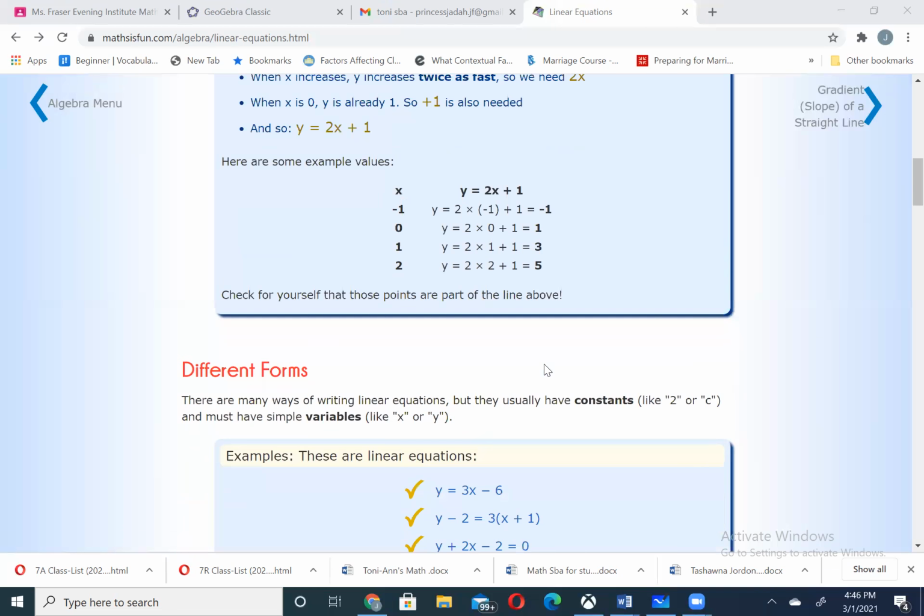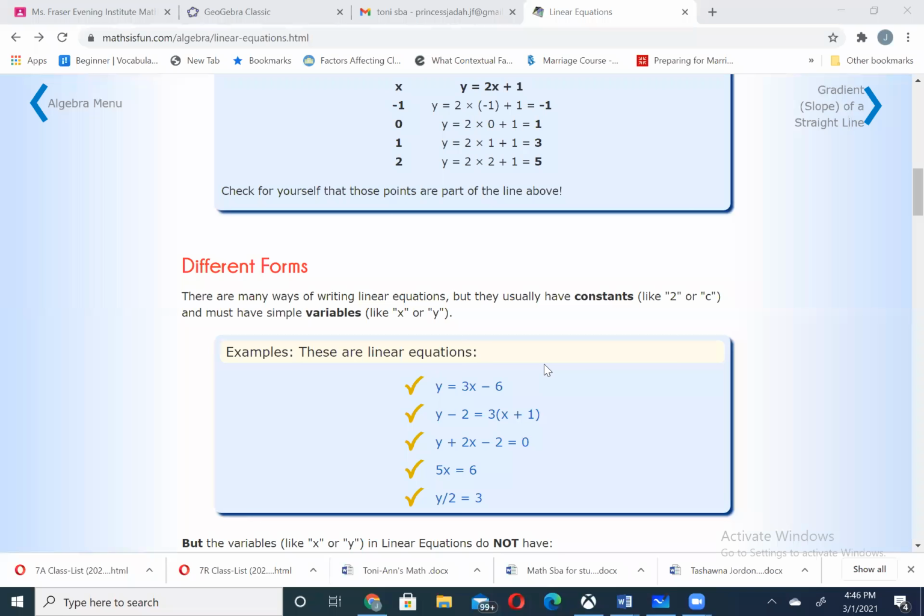All right. Now, there are different forms in which linear equations can appear. And here are some examples of the forms that a linear equation can take.